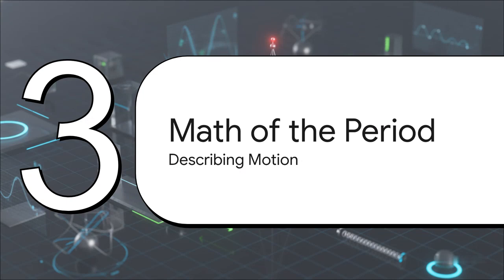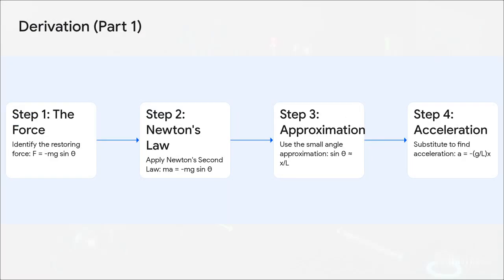So, we've got the concepts down, we understand the forces and the conditions. Now let's translate all of this into the language of physics, mathematics. We're about to build the exact equation that tells us how to time a pendulum's swing. Let's walk through this step by step.